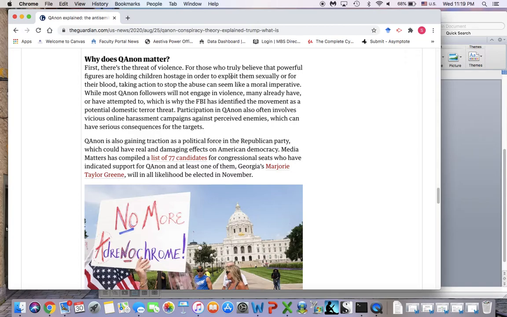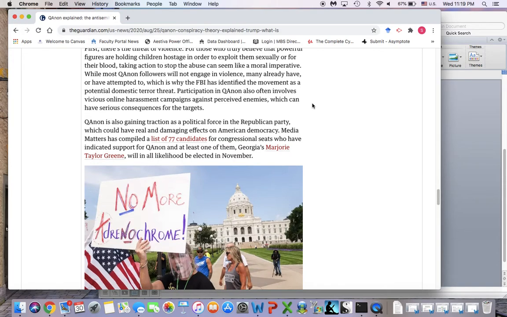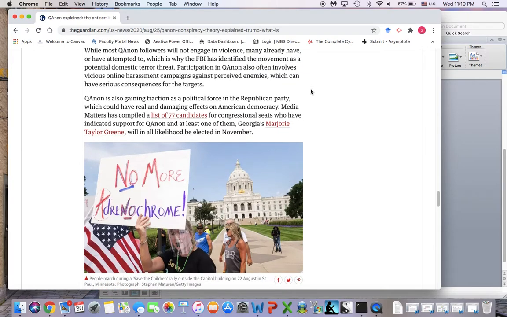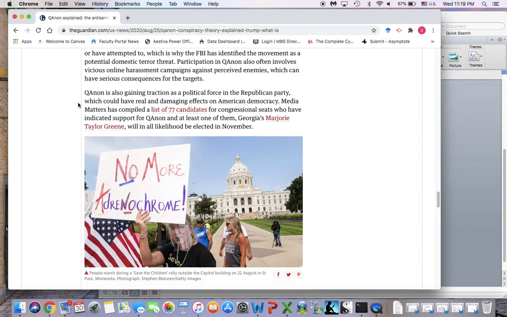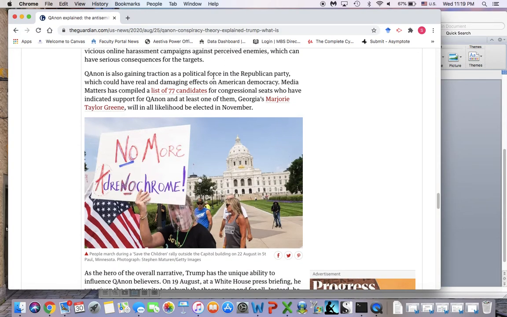First, there's a threat of violence. For those who truly believe that powerful figures are holding children hostage in order to exploit them sexually or for their blood, taking action to stop the abuse can seem like a moral imperative. While most QAnon followers will not engage in violence, many already have or have attempted to, which is why the FBI has identified the movement as a potential domestic terror threat. Okay, but participation in QAnon also often involves vicious online harassment campaigns against perceived enemies, which can have serious consequences for the targets. Okay, they are gaining traction as a political force in the Republican Party.